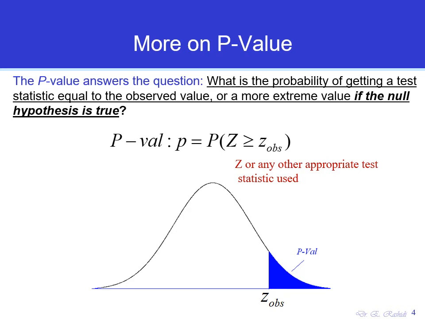So for an upper tail test that you can see here, the p-value would be the probability that z is greater than the observed value, meaning equal to the observed value or a more extreme one, which is deeper in the rejection region on the right.